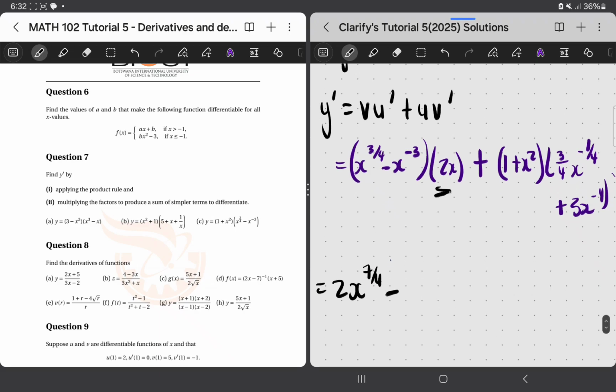Then minus, now 2x is going to then multiply this. That's why I'm saying minus. 2 just comes. Then x times x to the negative 3, you add the powers.